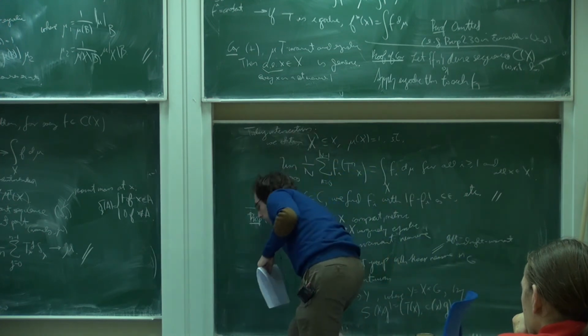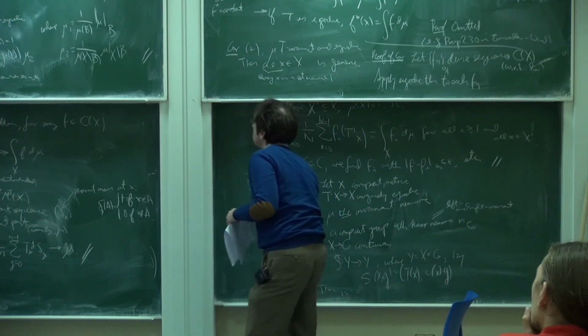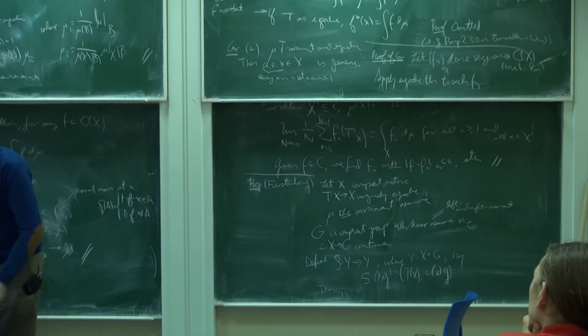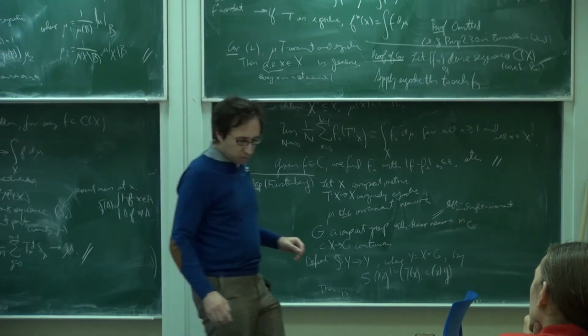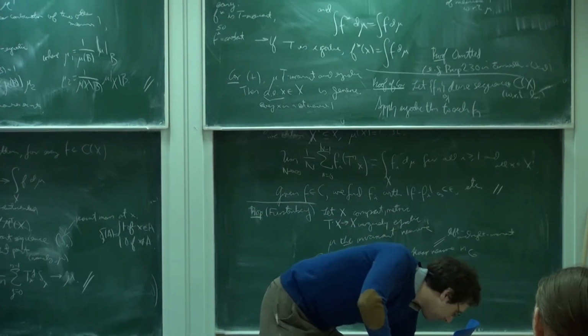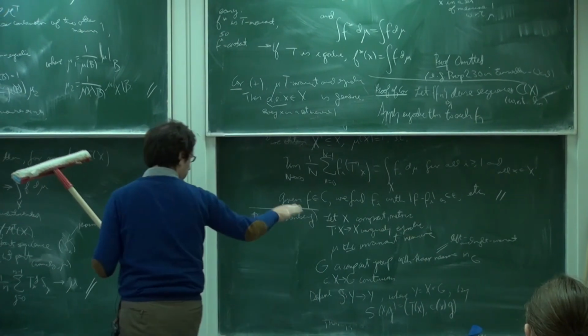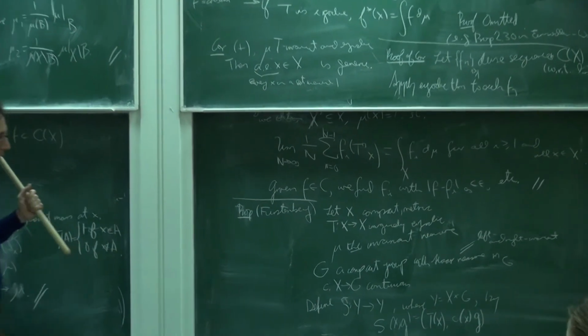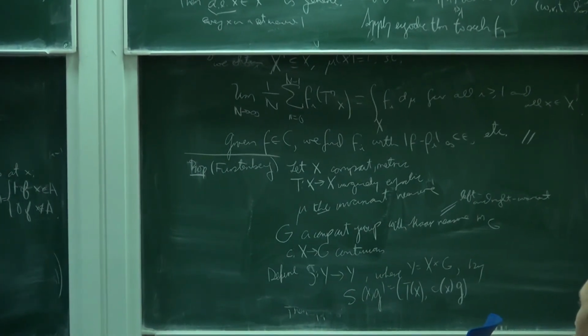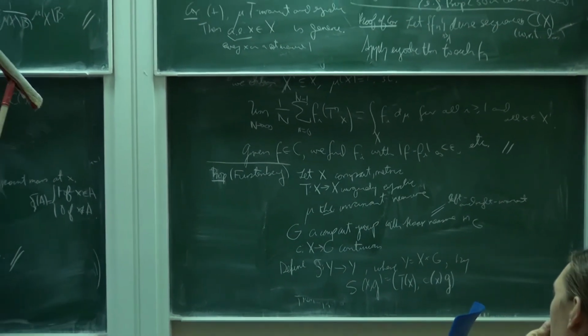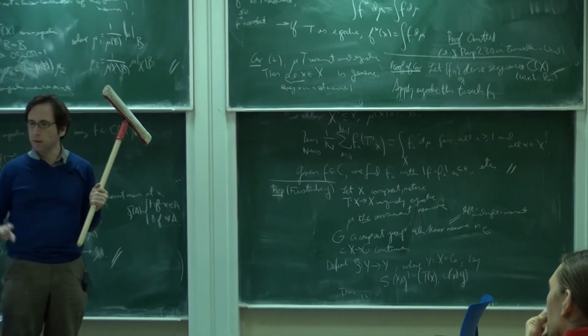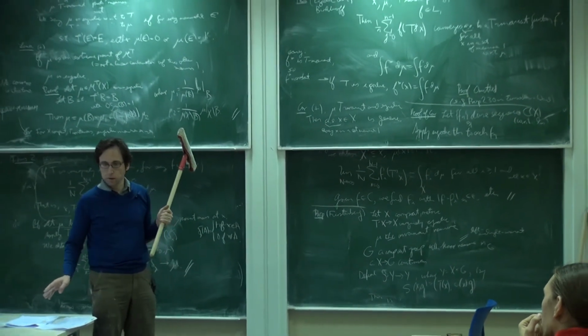And then what are we going to conclude about that cross product of sorts? We're going to conclude that, well, T here is uniquely ergodic, and we want to show that S is uniquely ergodic. And what we'll show is that if S is ergodic, then it is uniquely ergodic.